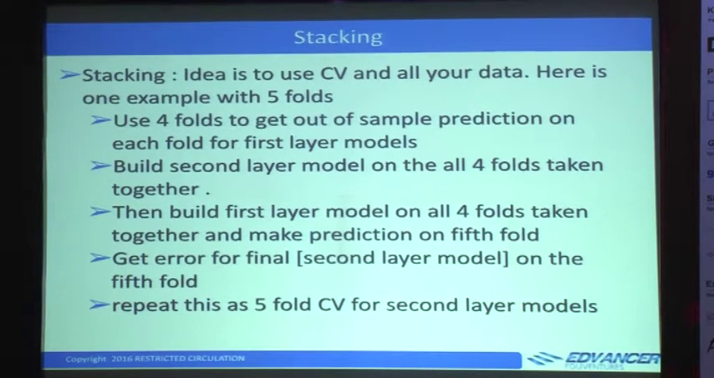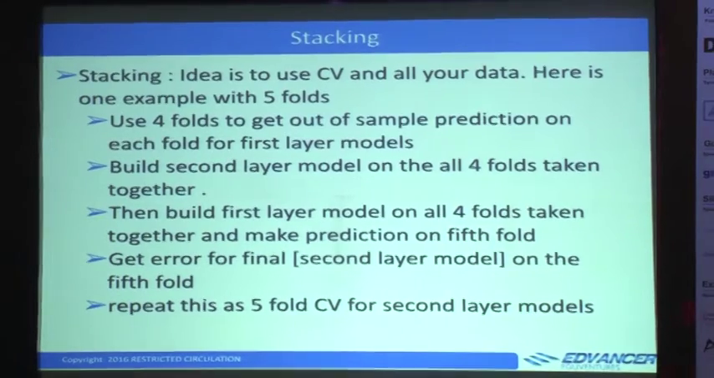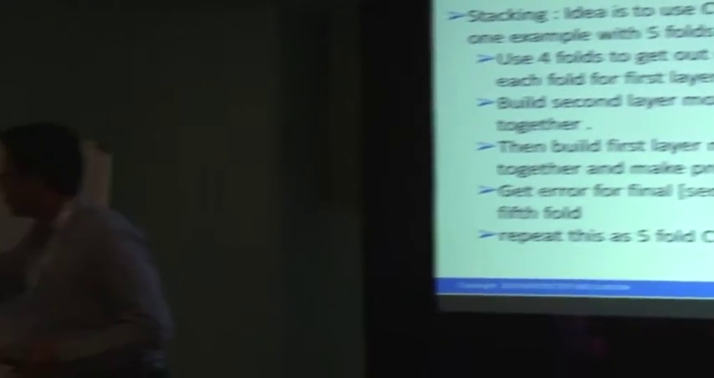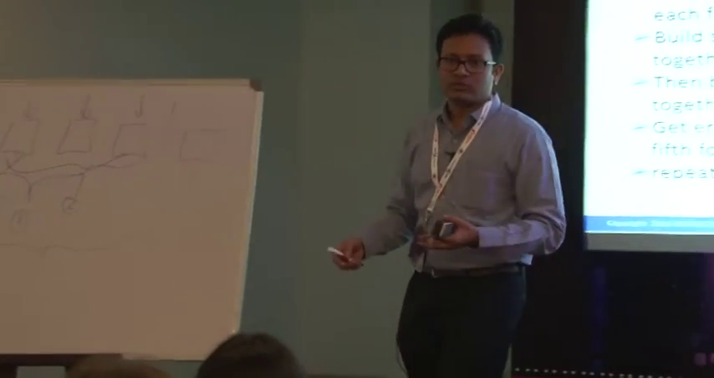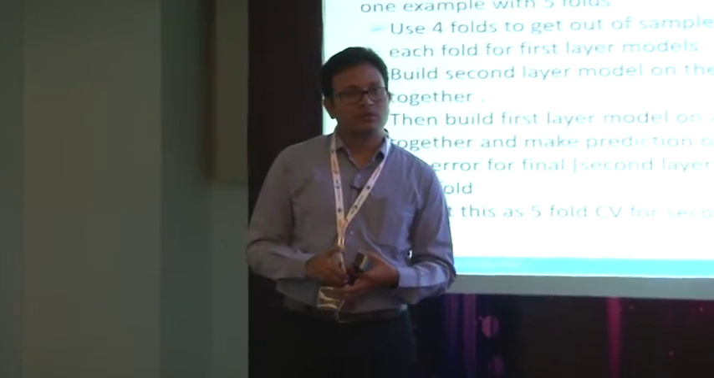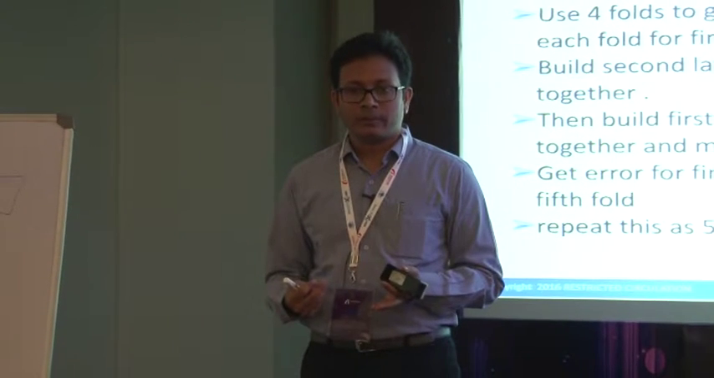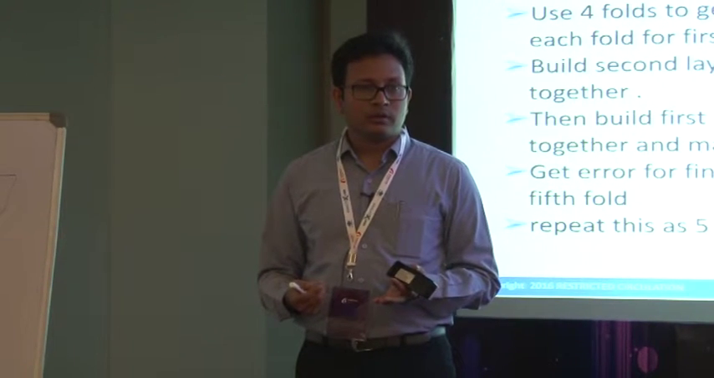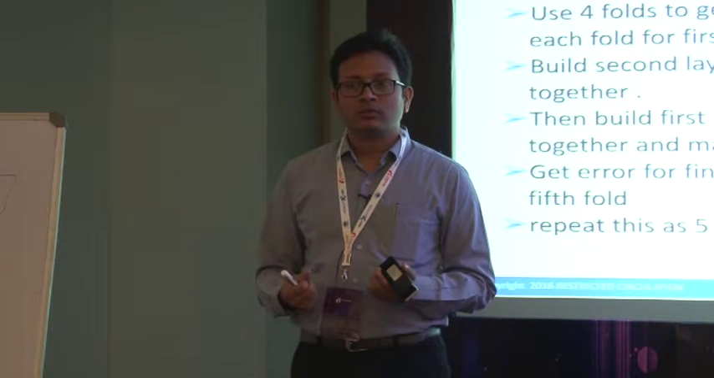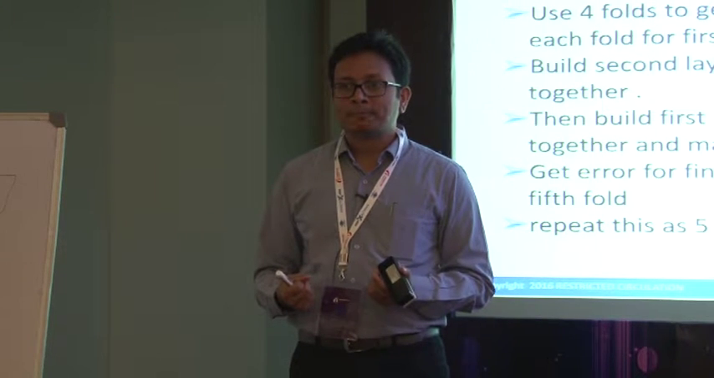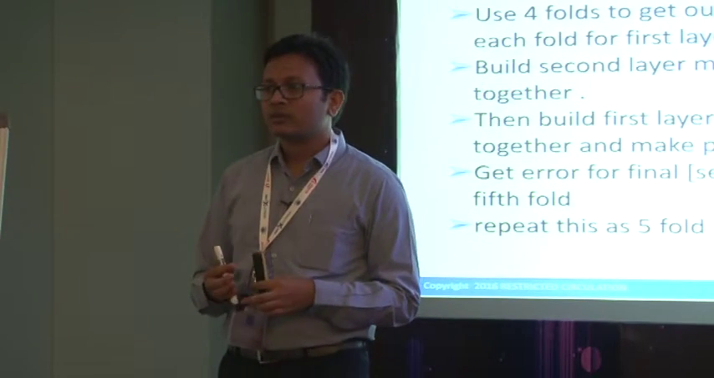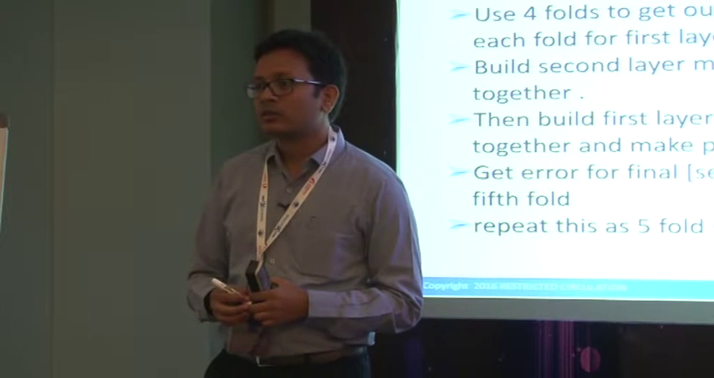The second layer of model, which I'm going to build on these 4 chunks taken together, has access to still out of sample predictions of the first layer of model, right? Is that clear? Any questions?